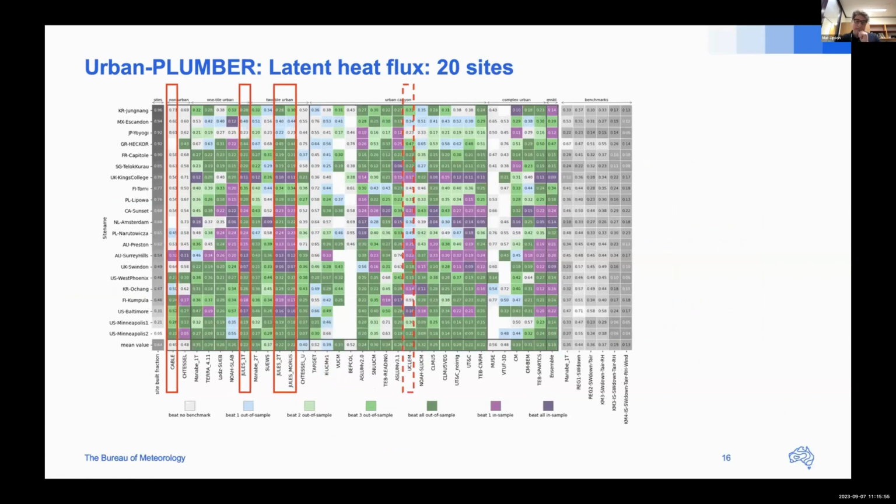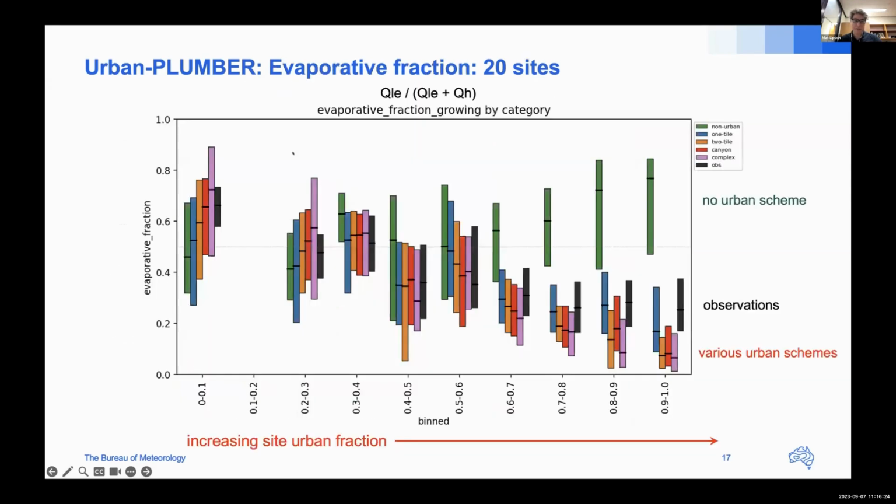When we split things out to each site, again, this is the color indicator of how many benchmarks were beaten, and we go from very low density to very high density sites. And you can see for CABLE, it really starts to drop off as the site becomes more urbanized and starts to fail to beat the benchmarks. But the JULES ones are able to do well throughout most of the range.